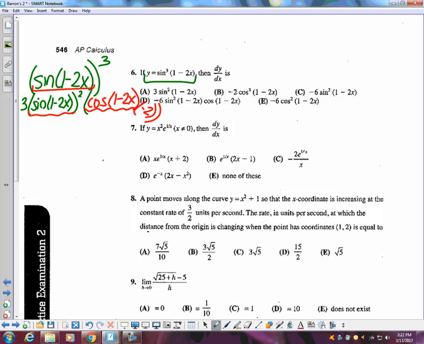That's going to give me a -6. Then I got a sine squared of 1 minus 2x and a cosine of 1 minus 2x. Who are we looking at? D. Does everybody see the chain within the chain? Okay.